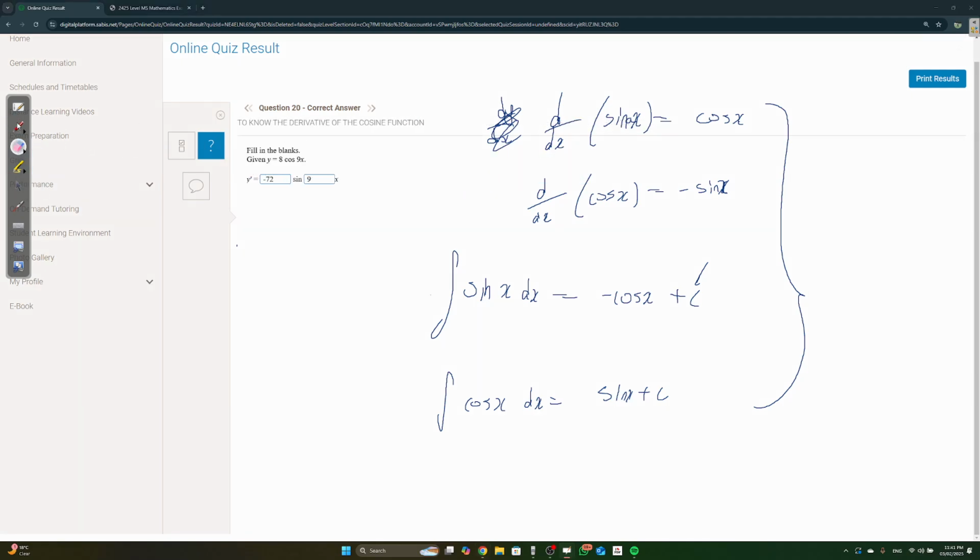Question 20. Given 8 cosine 9x. I'd always tell you, number outside, take it down. Cosine becomes negative sine 9x. Do we have only x inside? No, we have 9x. What's the derivative of 9x? It's 9. So 8 times 9 and times negative is negative 72, and sine 9x.